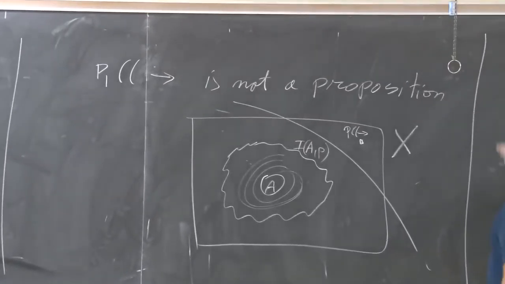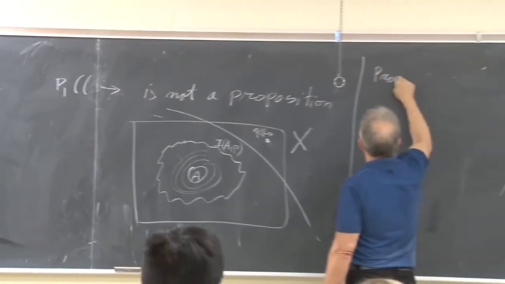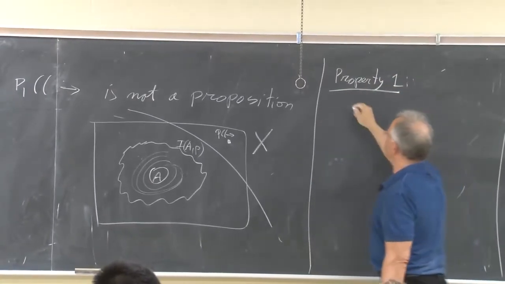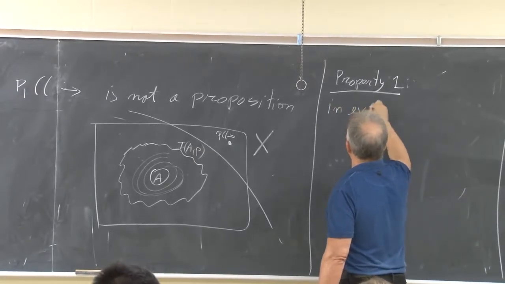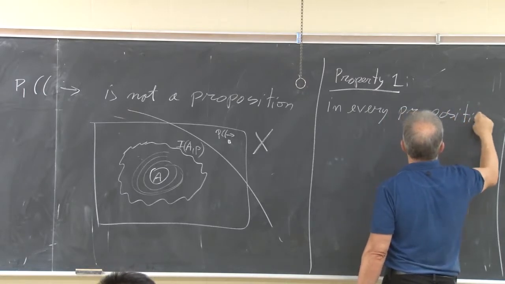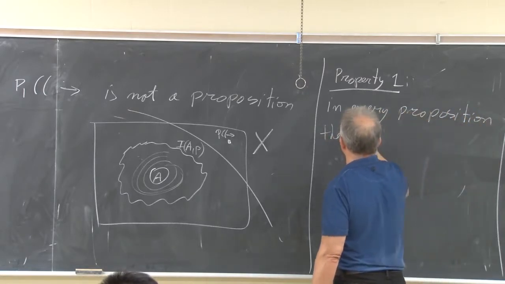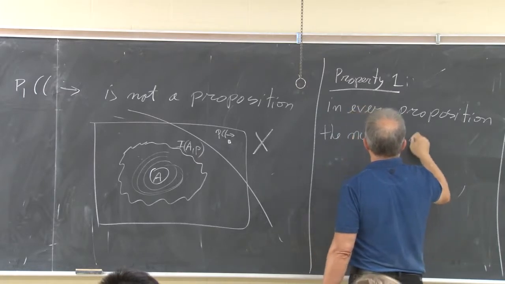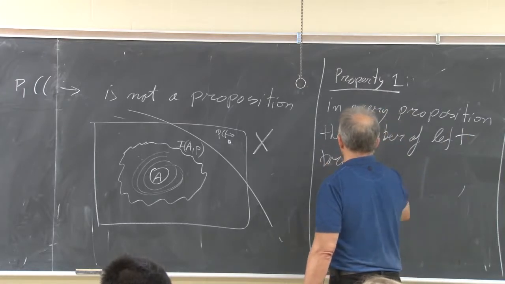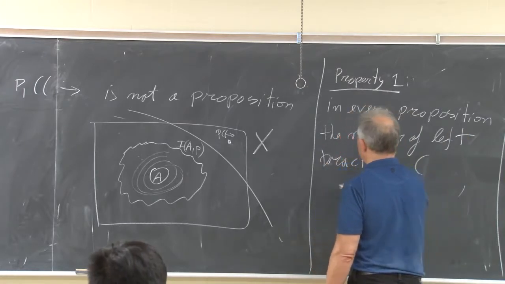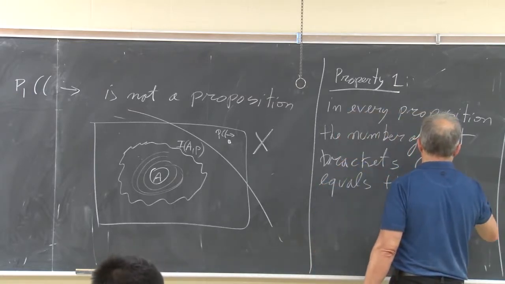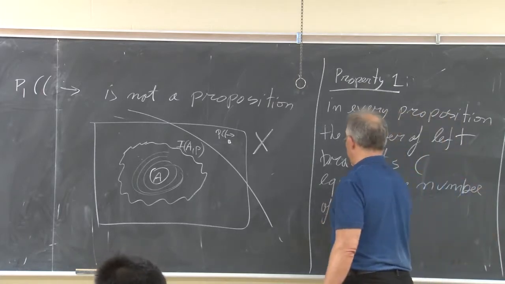So one such property, let's call it property 1, is that in every proposition, the number of left brackets equals the number of right brackets.